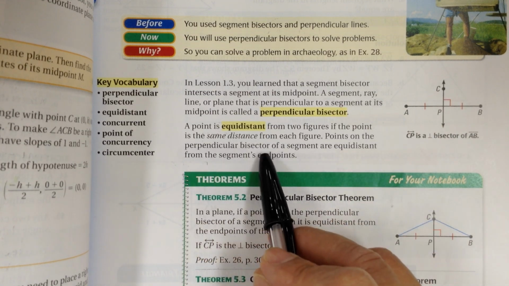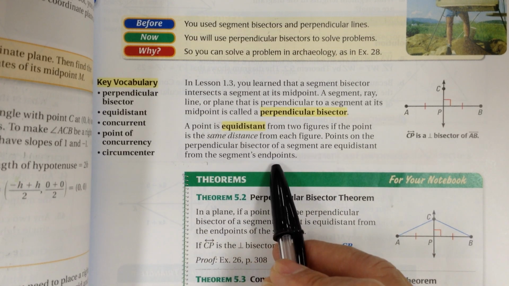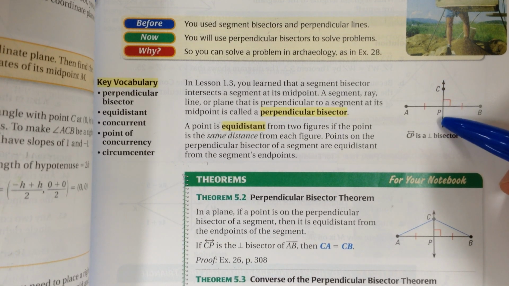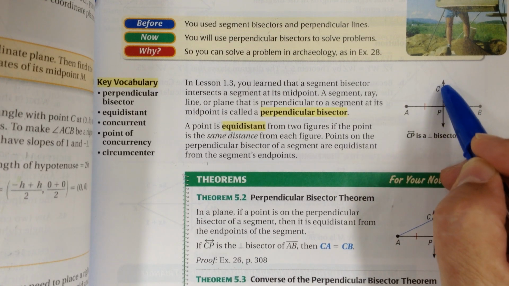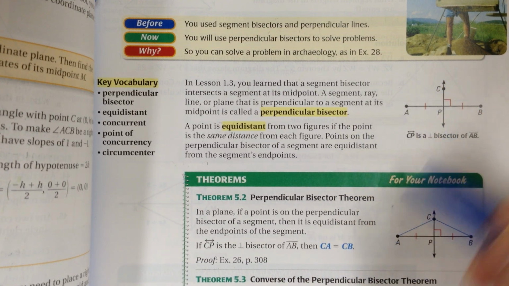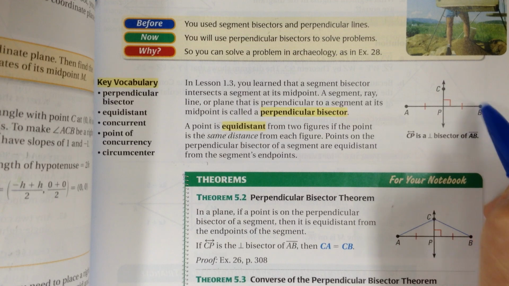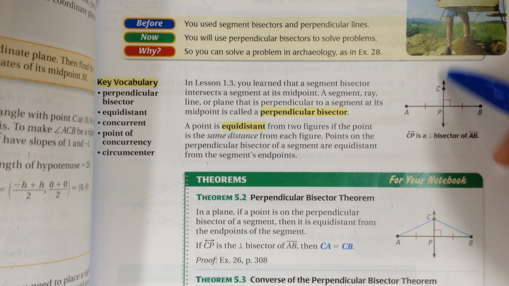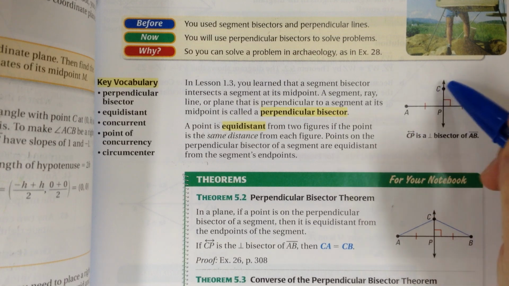So points on the perpendicular bisector of a segment are equidistant from the segment's endpoints. What it's saying is that every single point on the perpendicular bisector is equidistant to the endpoints. Whether it's over here, it's very obvious. Over here it's less obvious, but that's the theorem. You can prove it later on. So point C is equidistant to point A and B. Any point on this line, choose any random point on the line, it will be equidistant to points A and B.